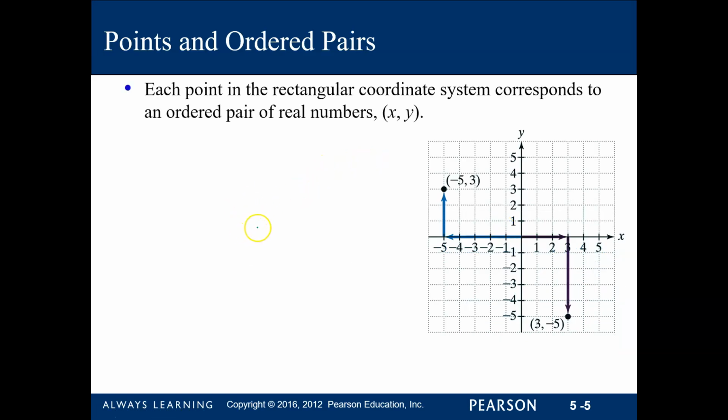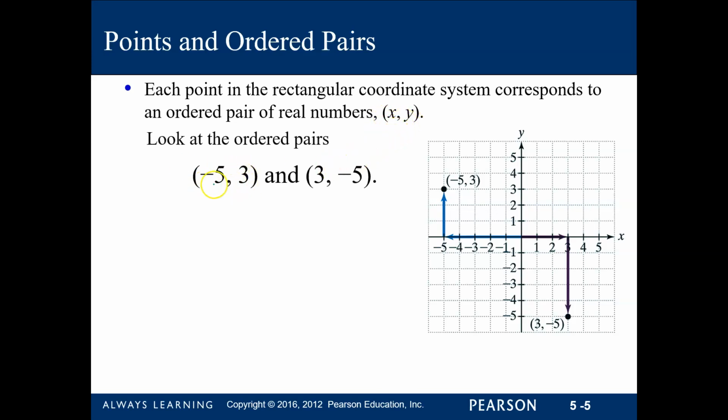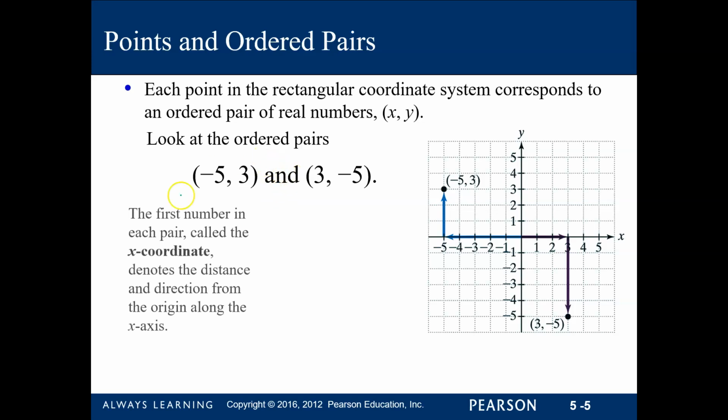So when we are talking about points in the rectangular system, they always come in ordered pairs. And when you have the ordered pairs, it's always written as x, y. So for example, we have the point -5, 3, and also the second point, which is 3, -5. You have to remember that the first number is the x coordinate. So it is the distance from 0, from the origin, and it is moving on the horizontal axis.